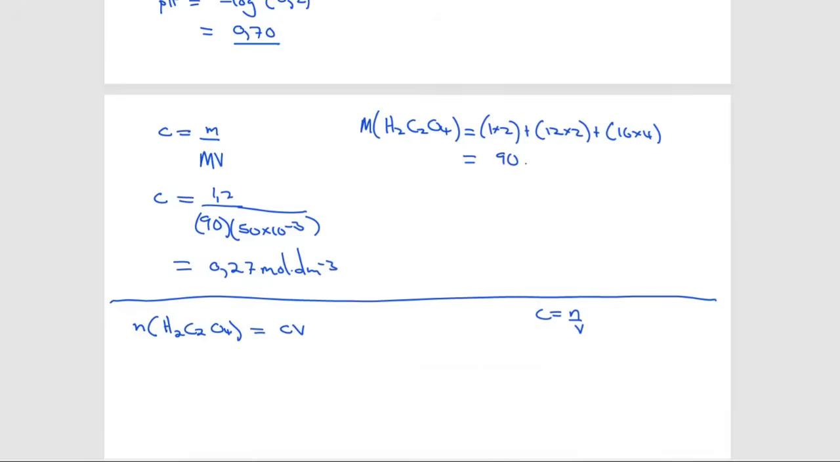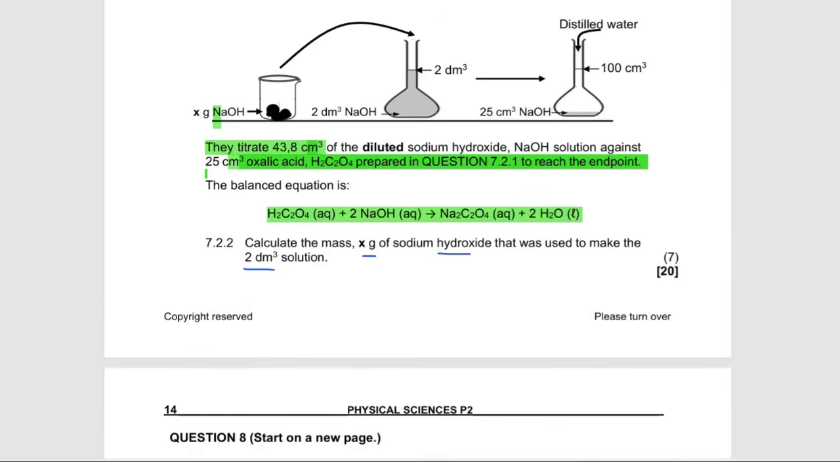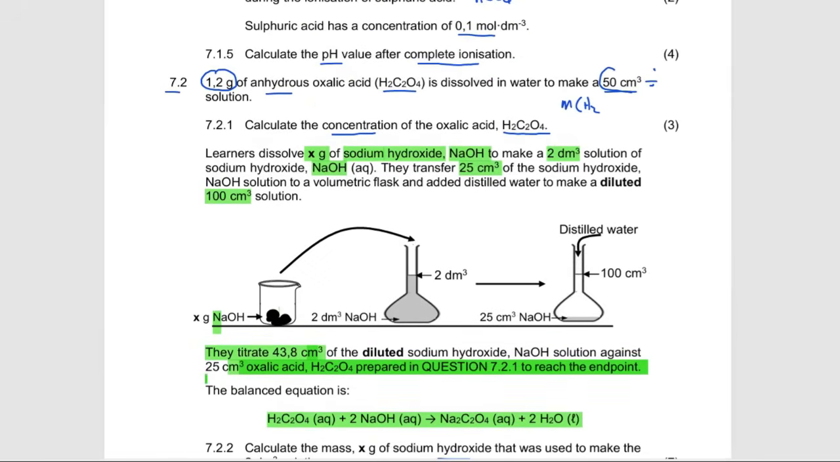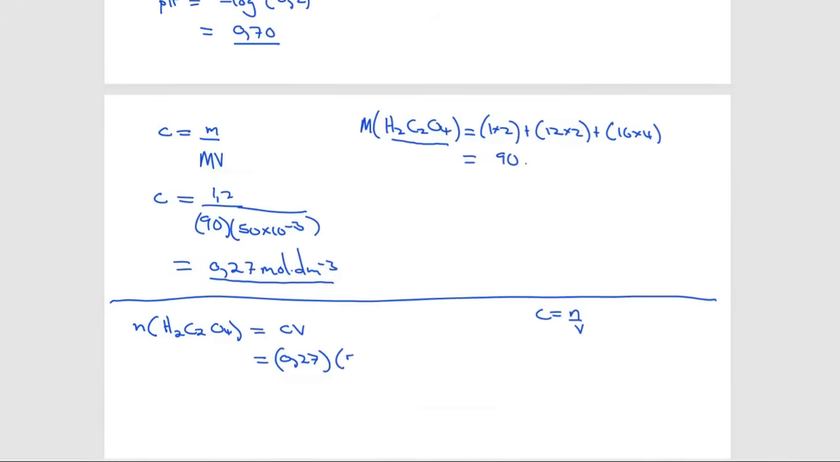Now the concentration there, we already calculated the concentration of this H2C2O4 at the top there. So I'm going to take that value and substitute it, 0.27, then multiply by the volume. Let me check for the volume. We're given that they transferred 25 cubic centimeters, which is supposed to be converted to dm cubed. So I'm going to multiply 25 by 10 exponent negative 3, same as dividing by 1,000.